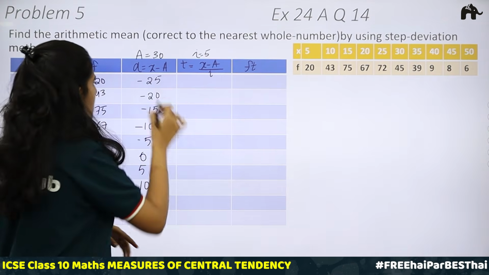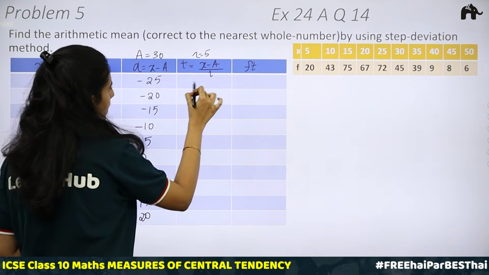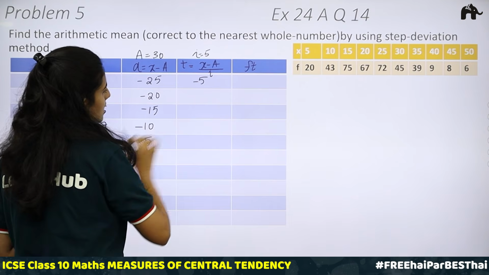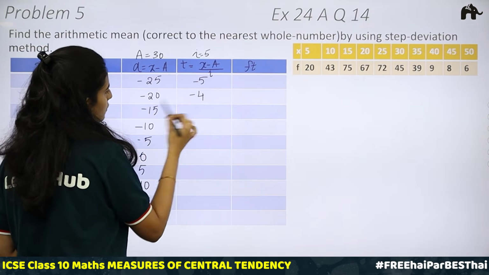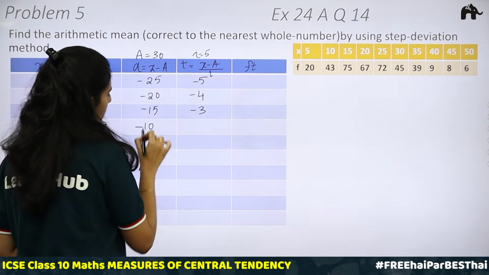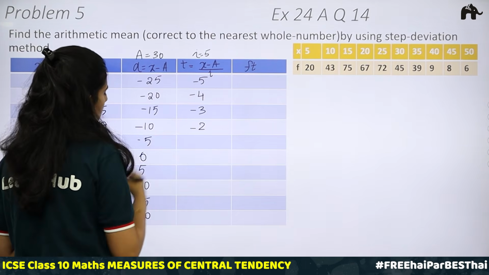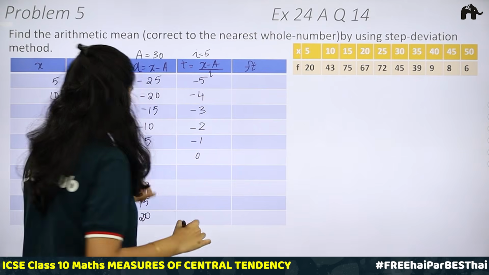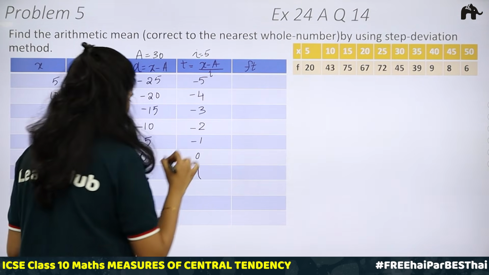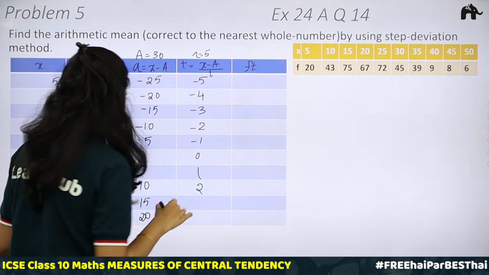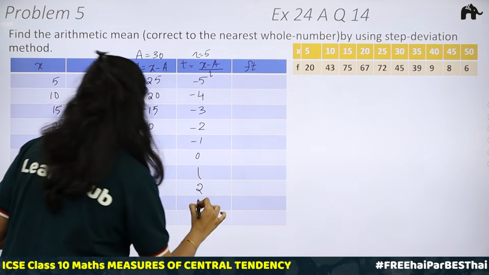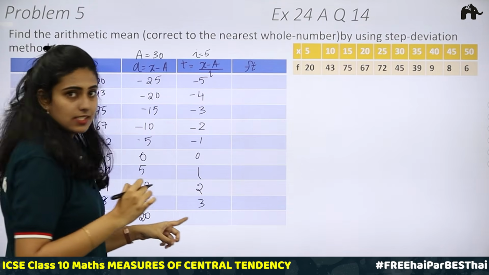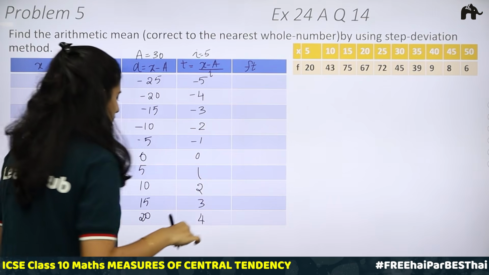Dividing by 5: minus 25 divided by 5 is minus 5. Minus 20 by 5 is minus 4. Minus 15 by 5, minus 3. Minus 10 by 5, minus 2. Minus 5 by 5, minus 1. 0 by 5 is 0, 5 by 5 is 1, 10 by 5 is 2, 15 by 5 is 3, 20 by 5 is equal to 4. So, we got the values.